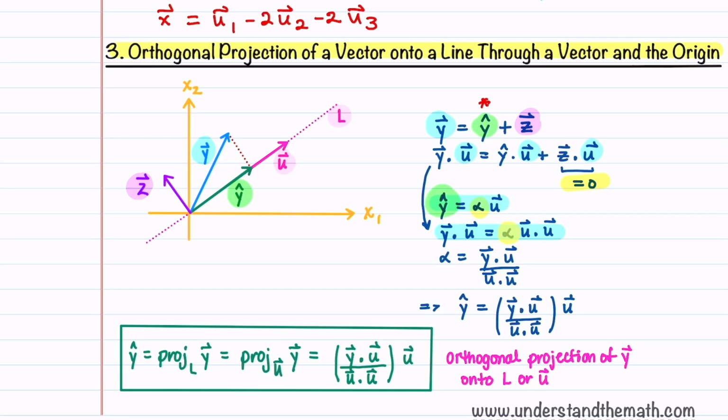We'll solve this equation for alpha, and we find that alpha is just y dot u divided by u dot u. We're going to plug this in to this equation, and that gives us an equation for y hat. I've summarized this formula down here in the lower left. Y hat is called the projection of y onto line L, or it's also called the projection of y onto vector u, and it's just equal to y dot u divided by u dot u times vector u.